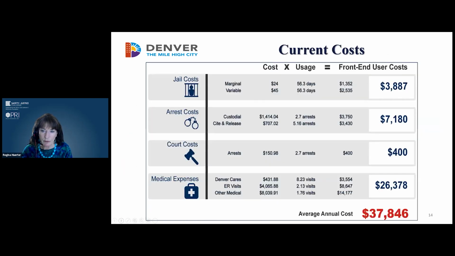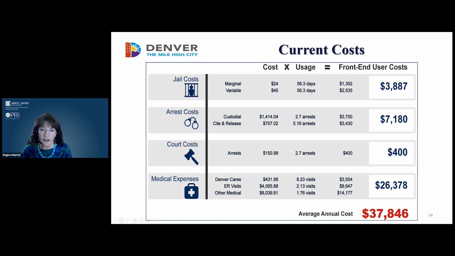Cost measures, again, were really key for what we were working on. And so we looked at jail cost, arrest cost, court cost, and medical expenses. In our jail cost, I always invite you to look at it from both the lens of marginal and variable cost, and we did that.